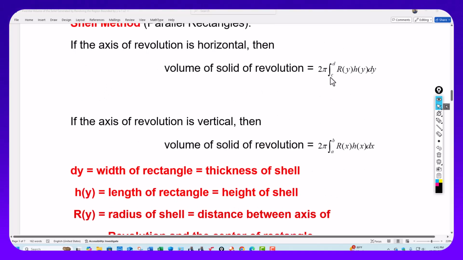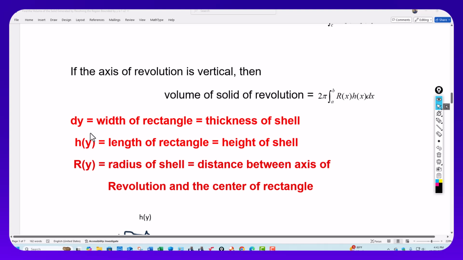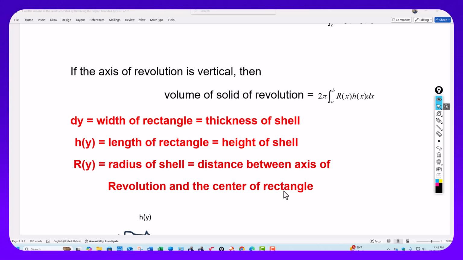Now, for this formula here, what you have in terms of dy is the following. dy is going to give you the width of the rectangle, also called the thickness of the shell. h(y) is the length of the rectangle, or the height of the shell. And r(y) is the radius of the shell, which is the same thing as the distance between the axis of revolution and the center of the rectangle.